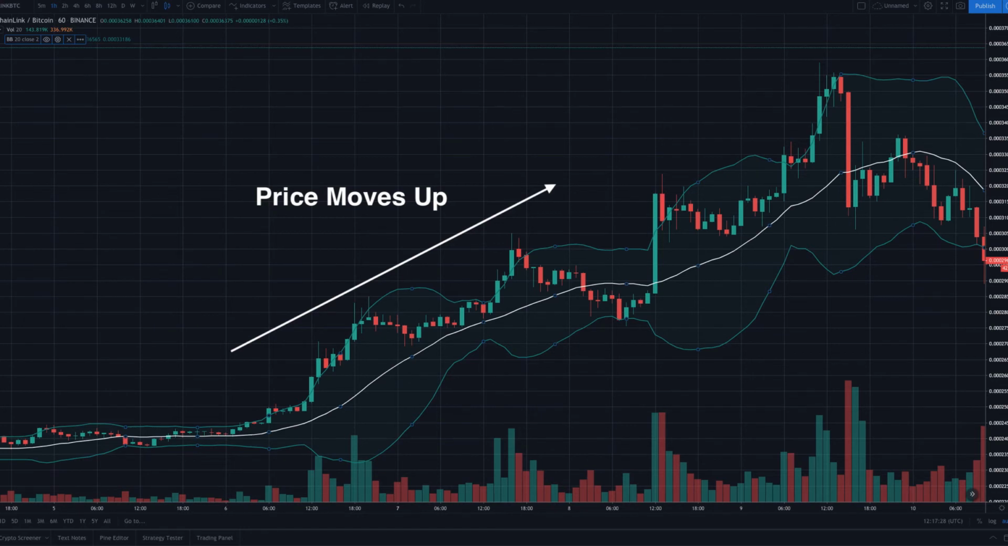As I mentioned earlier, the band's idea is that they should capture 95% of the price movement. That's why we have them set at 2 standard deviations.